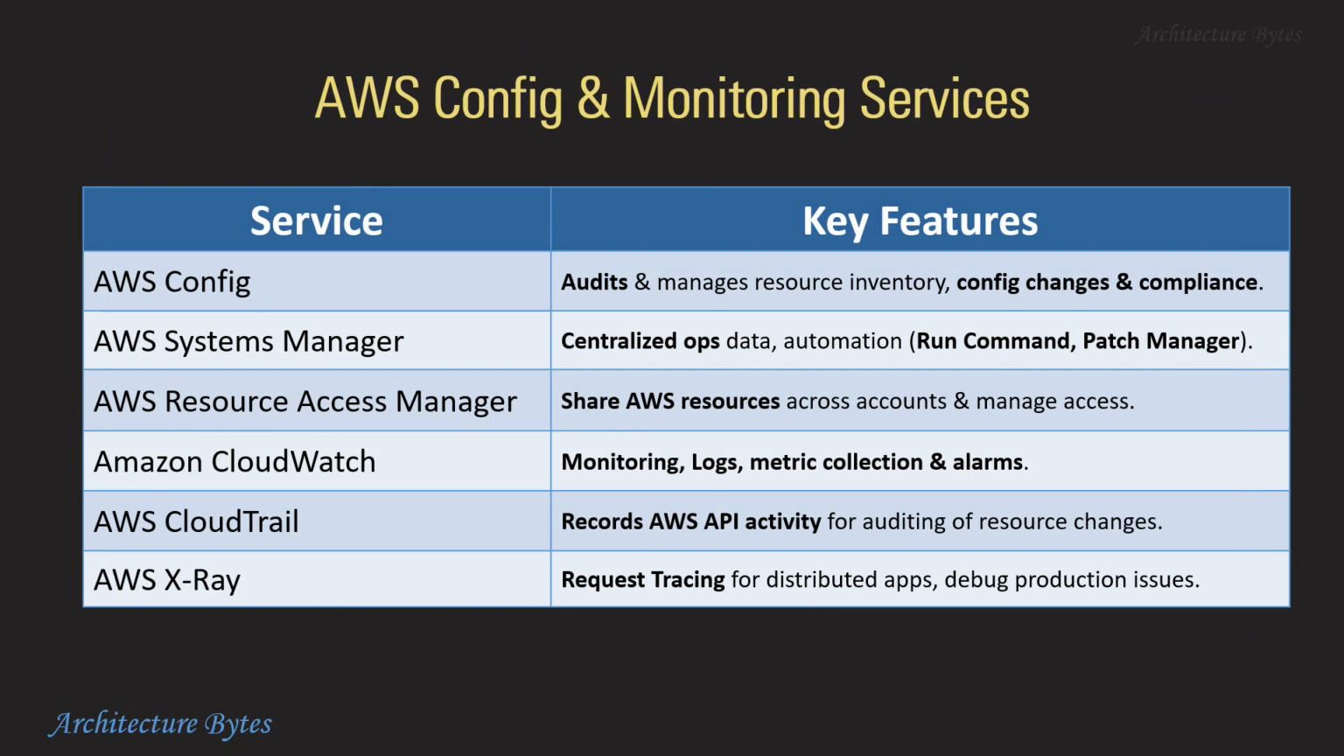Let's go over some AWS config and monitoring services. AWS Config is for auditing config changes and compliance. AWS Systems Manager for centralized ops data and automation. AWS Resource Access Manager can be used to share AWS resources across accounts. Amazon CloudWatch is for monitoring logs, metric collection, and alarms. AWS CloudTrail records AWS API activity. AWS X-Ray for request tracing.